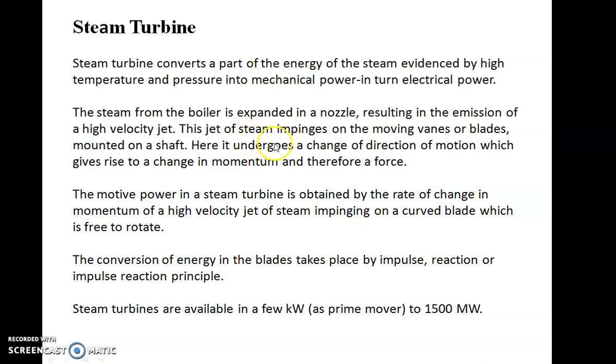The steam from the boiler is expanded in a nozzle, resulting in the emission of a high velocity jet. This high velocity jet impinges on the blades of the turbine, and you get the rotation of the shaft. This causes mechanical work to be produced. The motive power in a steam turbine is obtained by the rate of change of momentum of the high velocity jet. We know the impulse momentum principle, the same principle we have studied in hydraulic turbines.